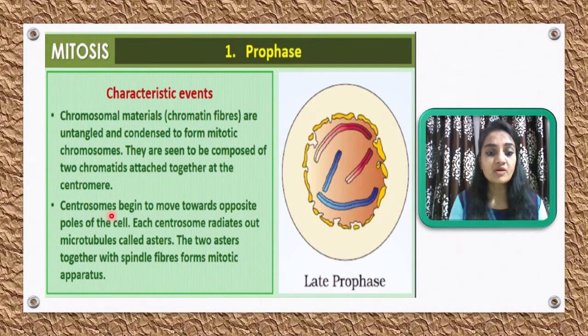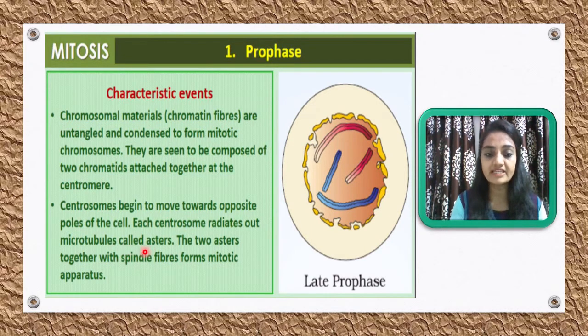The centrosomes begin to move towards the opposite ends. You know very well what centrosomes are. So the centrosomes begin to move towards the opposite poles. This is a very important characteristic of any prophase. Each centrosome radiates out microtubules.